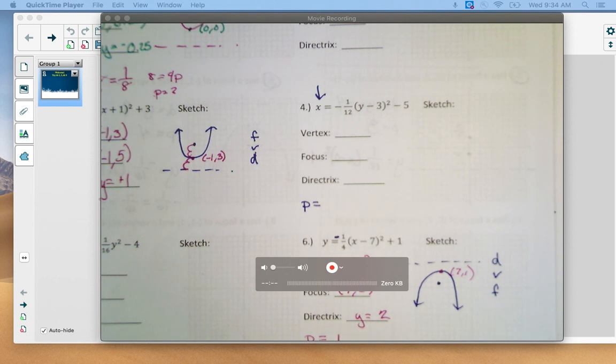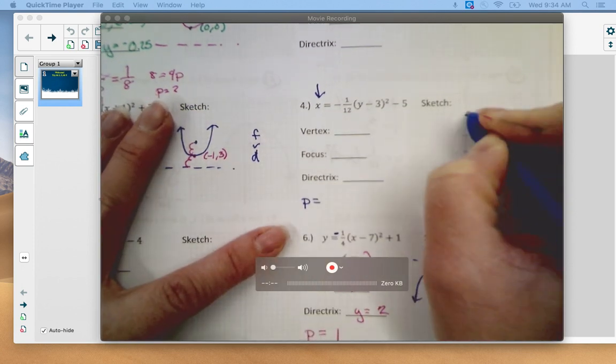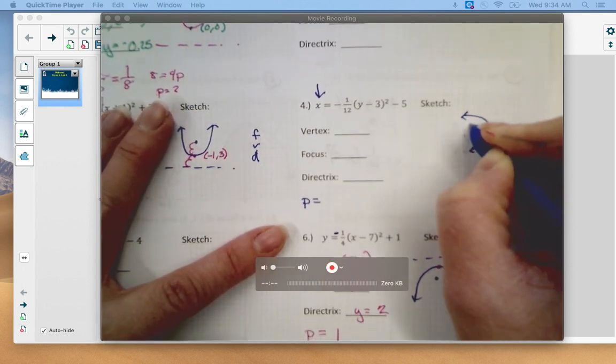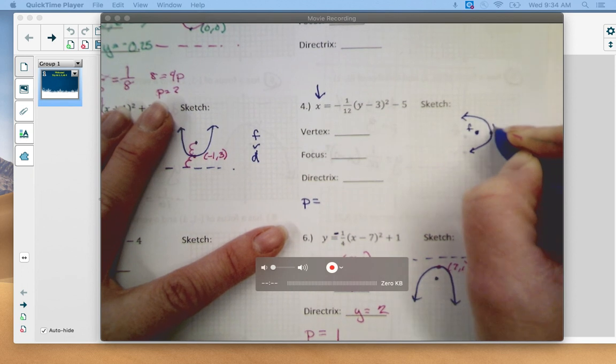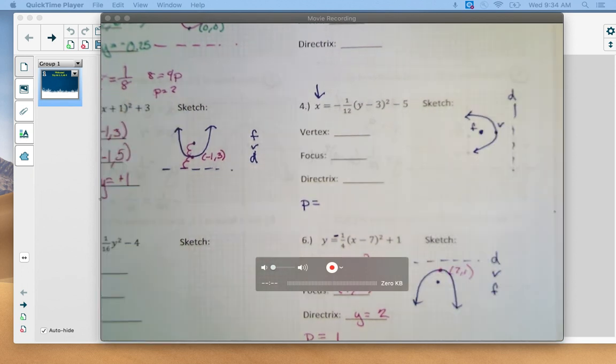So it's not going to be up and down. Does this one open to the left or open to the right? Left. Do we agree to the left? How did you know left? It's negative, so I know it's going to go this way. Which means my focal point is to the left of my vertex, and my directrix is to the right of my vertex.